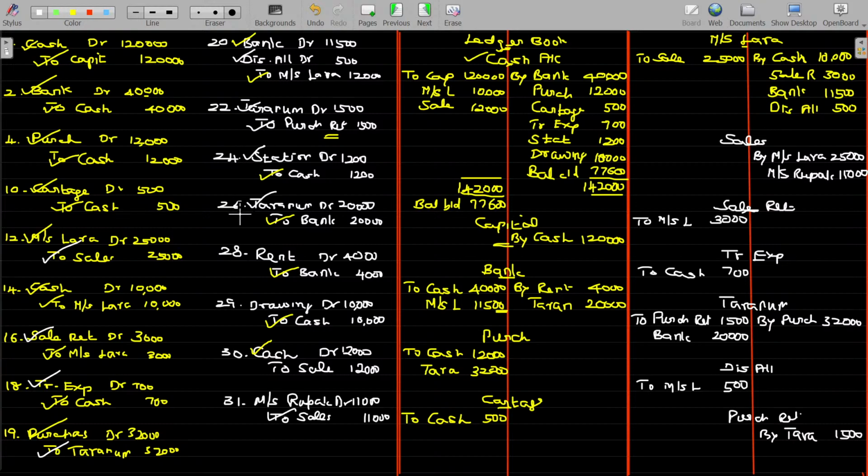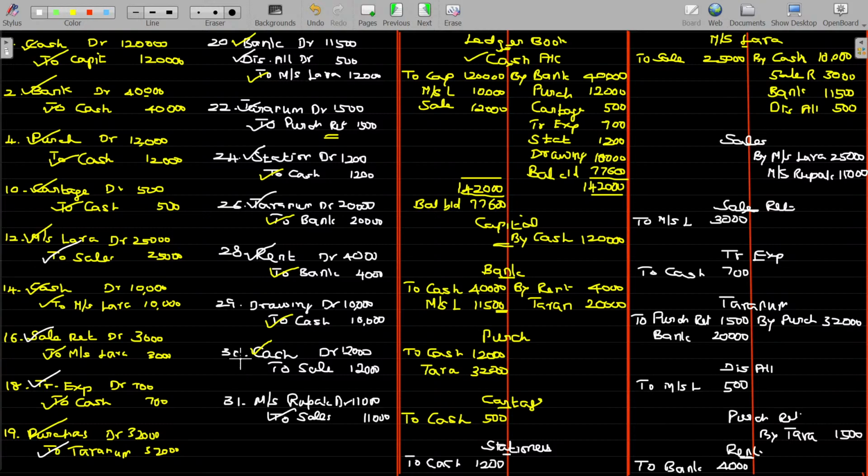And we have stationery. Stationery, to cash, the value for the stationery here being 1,200. And then we have rent account. Rent account, to bank, this value being 4,000.